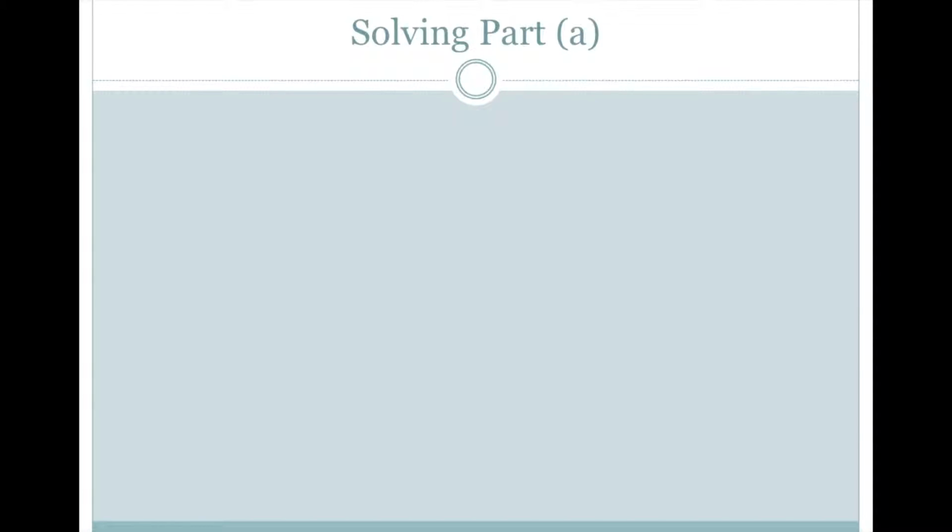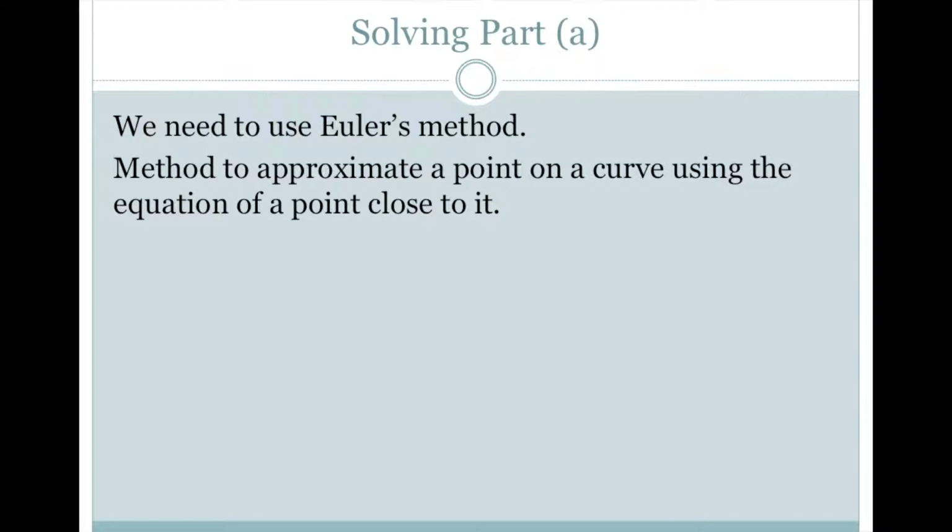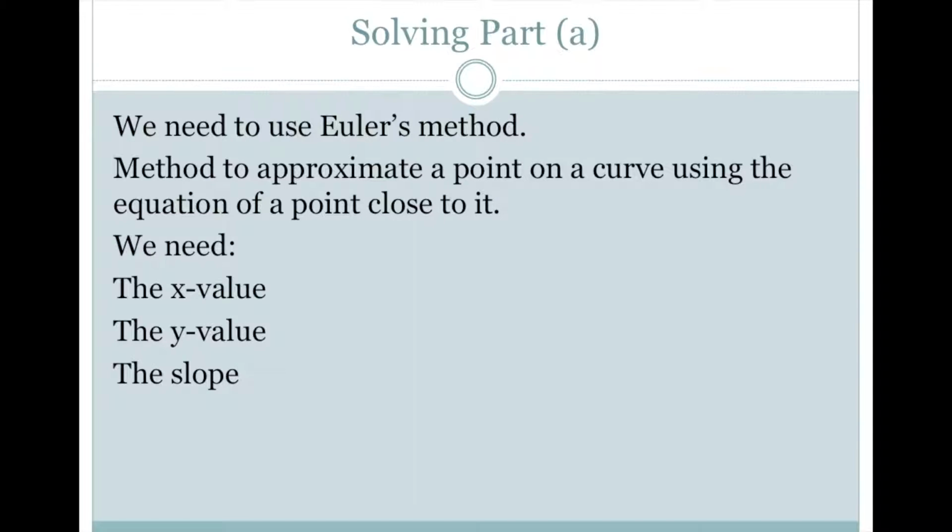Alright, solving part A. In order to solve part A, we need to use Euler's method, as it states explicitly in the problem. As a review, Euler's method is a method to approximate a point on a curve using the equation of a point close to it. In order to find this equation, we need the x value, the y value, and the slope. In this example, we're going to use point-slope form.